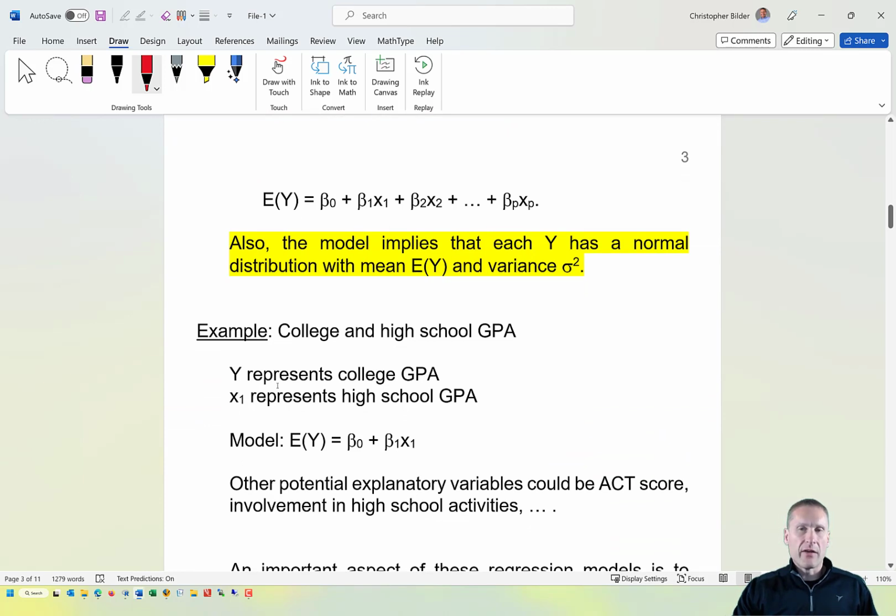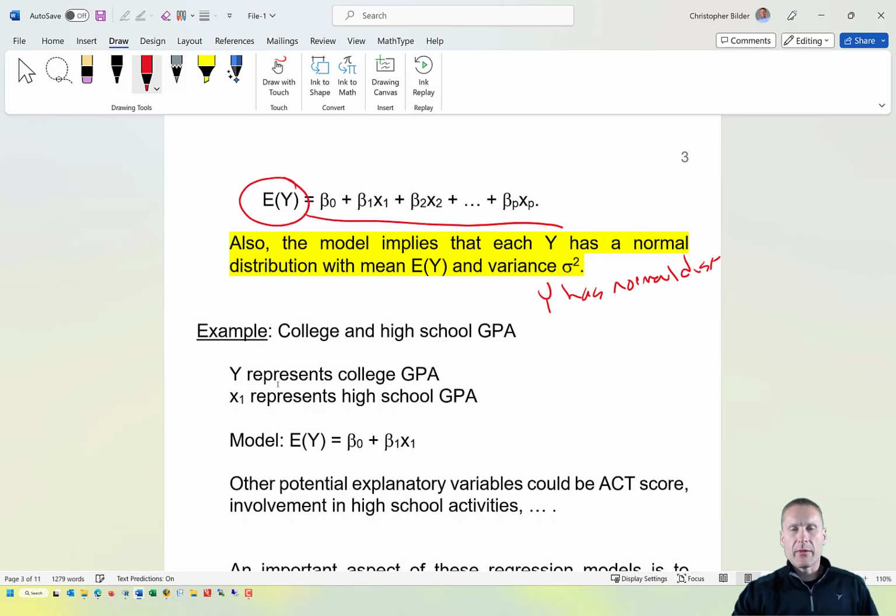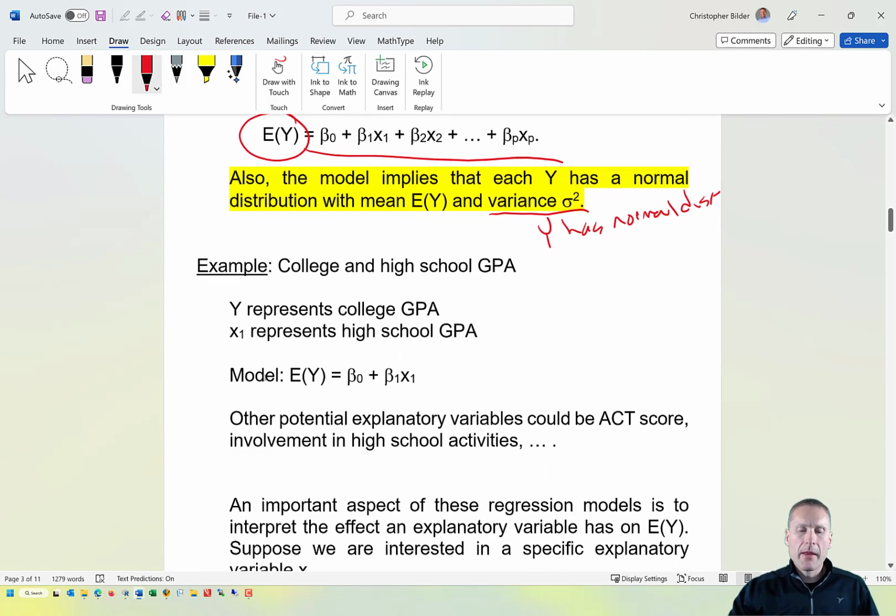So the expected value of y is equal to this linear combination of our regression parameters, the betas, and the explanatory variables. One can also think of our model as basically assuming that y has a normal distribution with a mean of the expected value of y, this linear combination, and a variance one could show is actually equal to sigma squared.